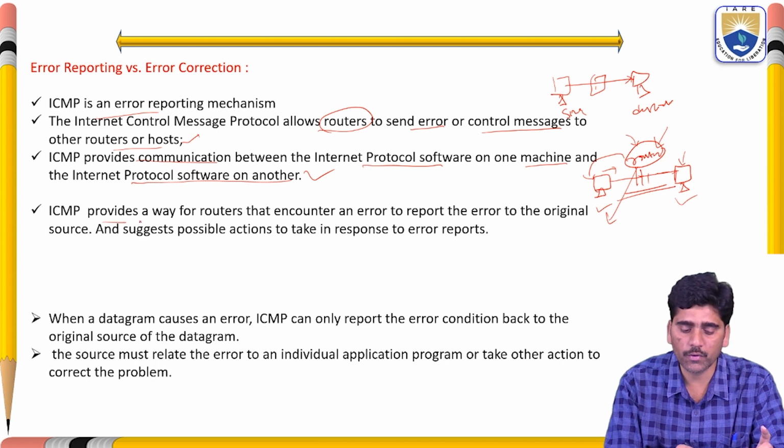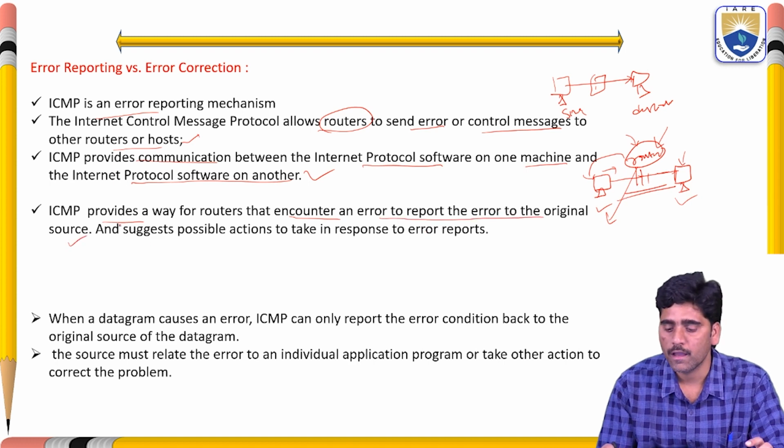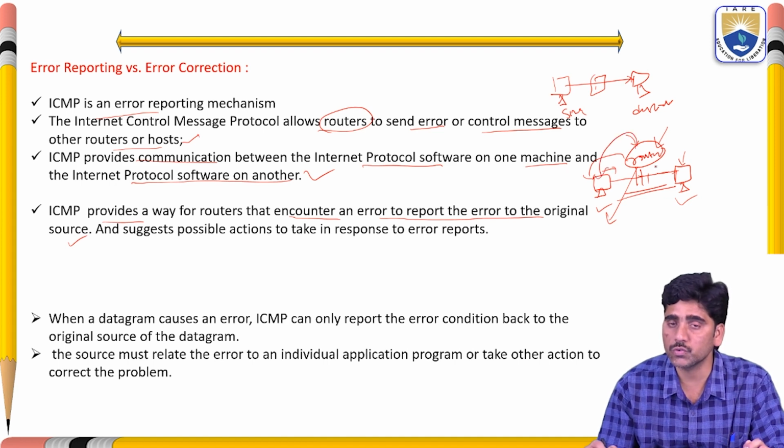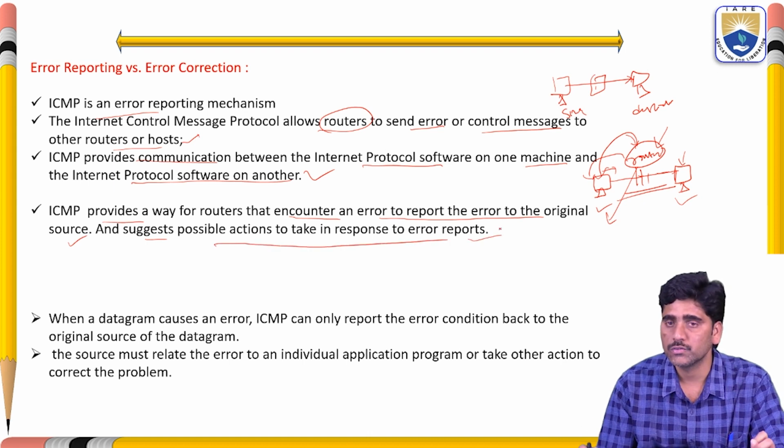And ICMP provides a way for routers that encounter an error to report the error to the original source. So if any error or error control condition occurs, the router automatically has to inform the source of the host or source of the system, and suggest possible actions to take in response to error reports, such as possible deviations, based on the different types of reports.